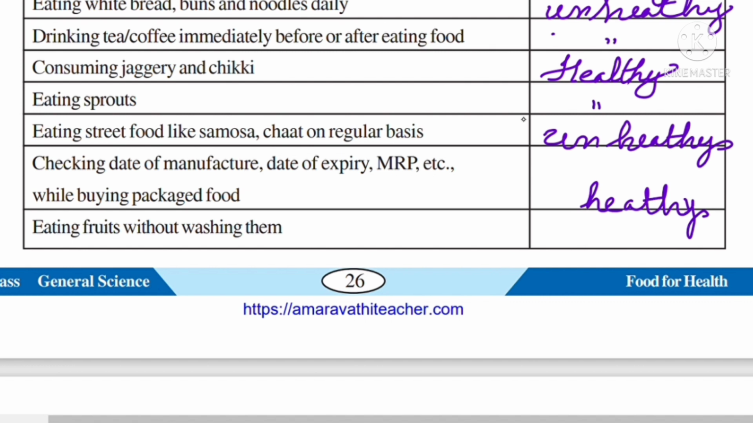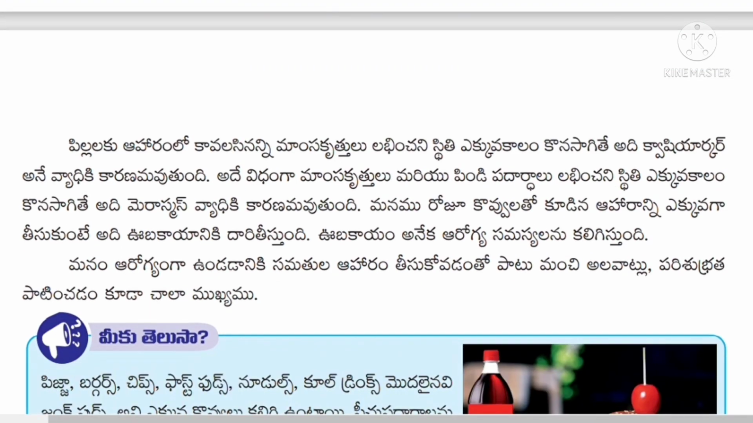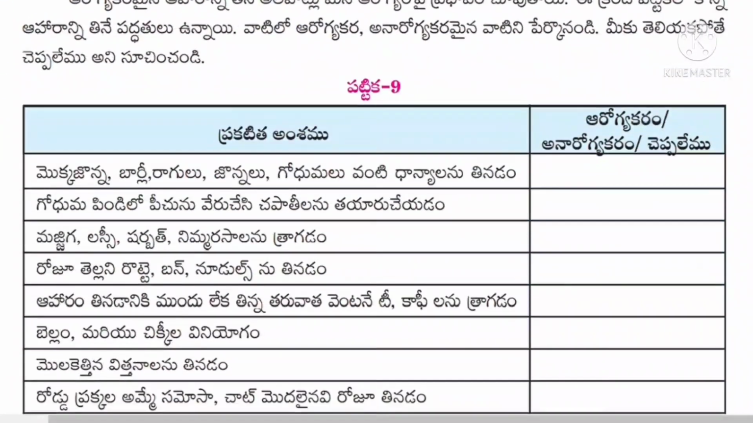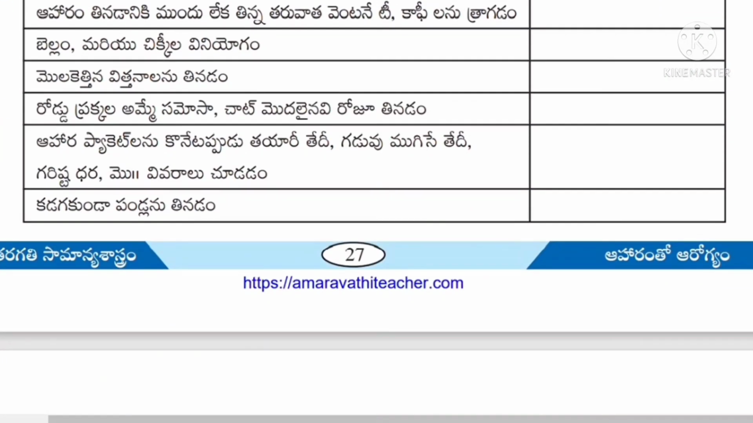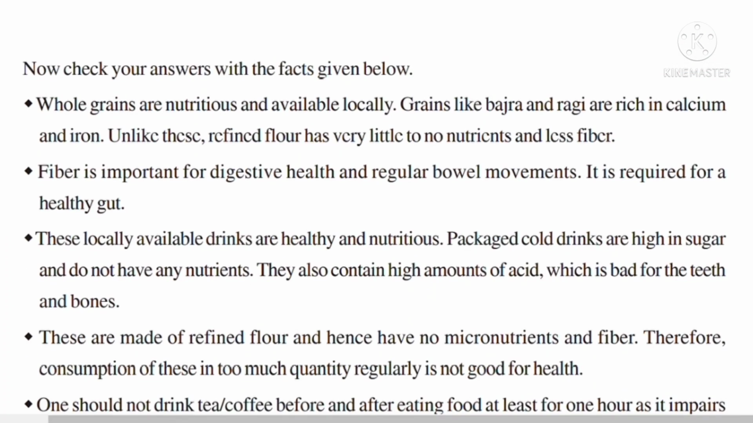Eating fruits without washing them is unhealthy, because unwashed fruits may contain some pesticides on them, and they may also get contaminated by flies. That's why we do not eat the fruits immediately after buying. We have to wash the fruits before eating. Now check your answers with the facts given below. If you want to check whether something is healthy or unhealthy, the facts are given here, and you can check for yourself. Okay.